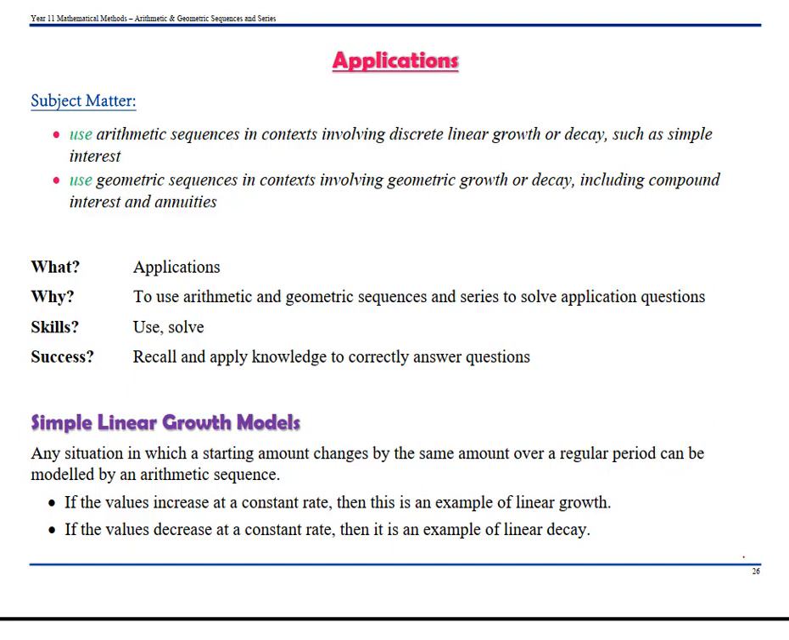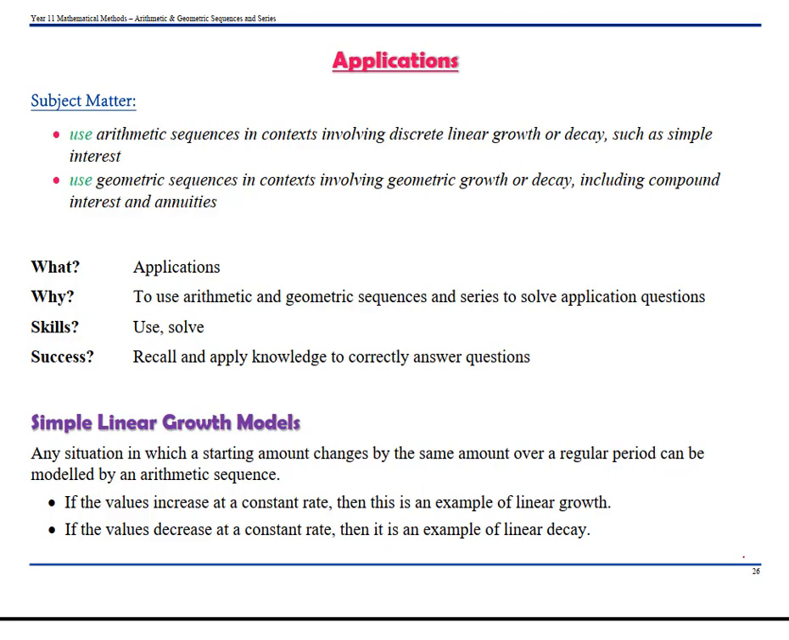This video looks at application questions in arithmetic and geometric sequences and series. So our QCAA subject matter is to use arithmetic sequences in contexts involving discrete linear growth or decay, such as simple interest, and to use geometric sequences in contexts involving geometric growth or decay, including compound interest and annuities.